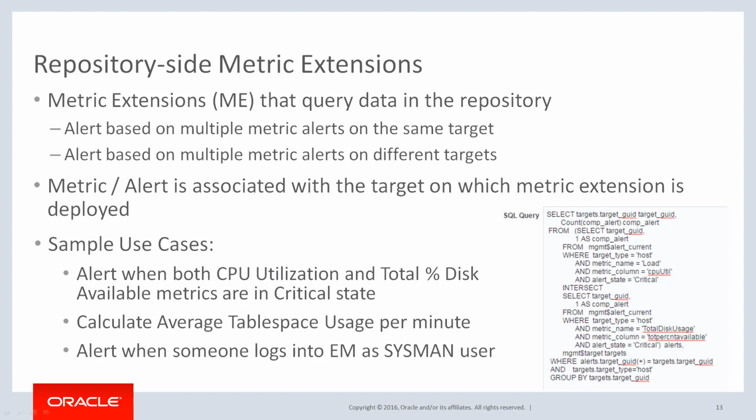Repository-side metrics allow you to send alerts based on multiple metric alerts on the same target or on different targets. For example, you can use repository-side metric extensions to alert when both CPU utilization and total percentage disk available metrics have crossed the threshold for critical state. Or you can use repository-side metric extensions to calculate average tablespace usage per minute or alert when someone logs into EM as the sysman user. Repository-side metrics allow you to monitor your infrastructure with greater flexibility.